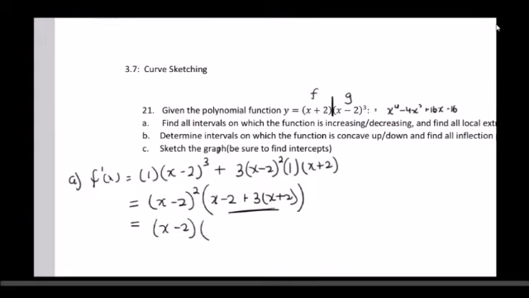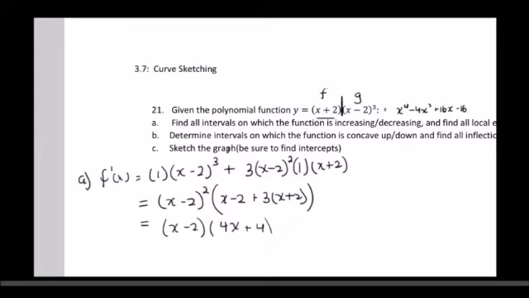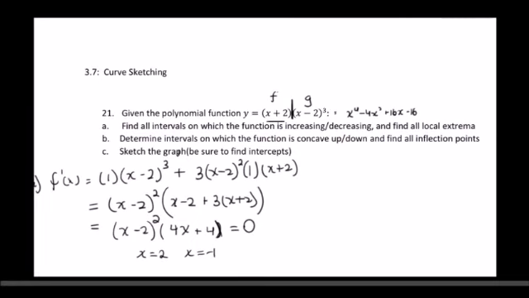Simplifying the expression inside is going to be 4x. That's going to be 6 minus 4x plus 4. Looks like I forgot the squared right there. Don't want to do that. Now set this equal to 0, and we would get critical numbers at x equals 2 and x equals -1.